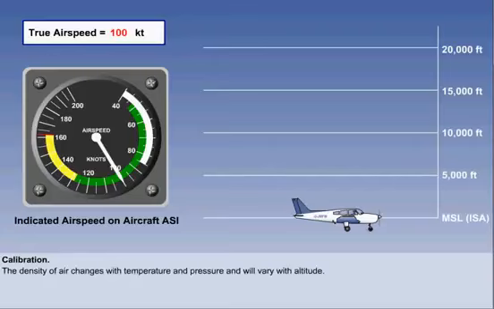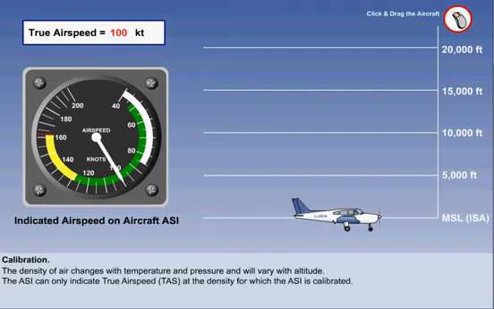The density of air changes with temperature and pressure, and will therefore vary with altitude. If we think about it, if the air is less dense, the airspeed required to produce the same dynamic pressure will have to be greater. Remember, the ASI is actually sensing dynamic pressure, which has been represented on the dial of the ASI as airspeed. Therefore, the ASI can only indicate the true airspeed, or TAS, at the density for which the instrument is calibrated.